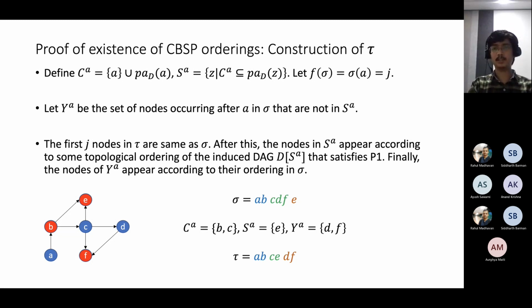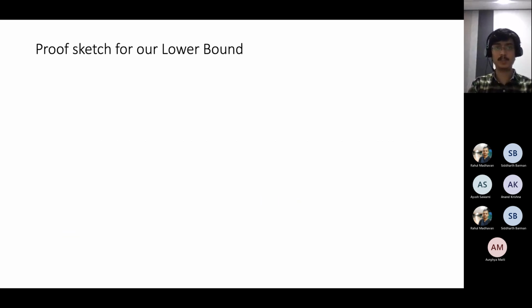We prove that tau must satisfy the shared parents property as well. Therefore, we obtain a tau with a greater f value than sigma, which in turn is a contradiction. So this was a sketch of the proof of existence of CBSP orderings.